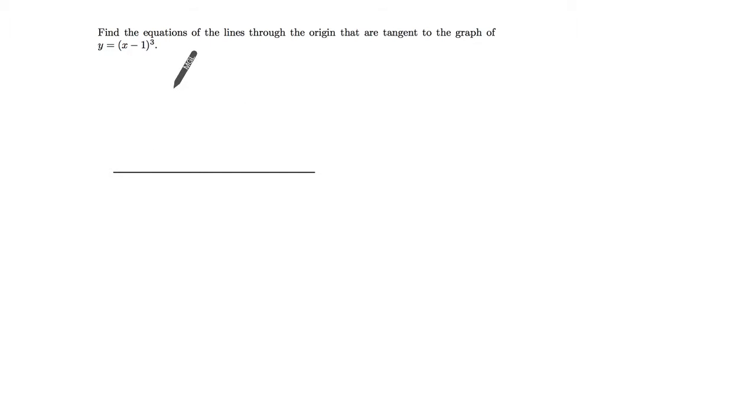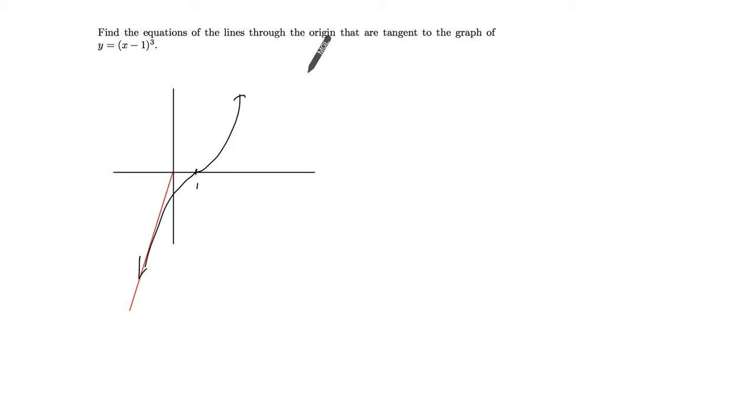Rough sketch, this is a cubic function that passes through 1, so it looks like this. We're looking for a line which passes through the origin and is tangent to this cubic function. So it should look something like that.